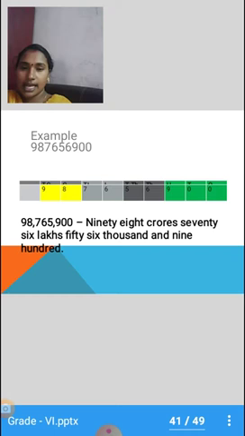So, it is 98 crores, 76 lakhs, 56,000 and 900. So, you have 3 periods in Indian system, that is the units period, then thousands period, lakh period and crore period.